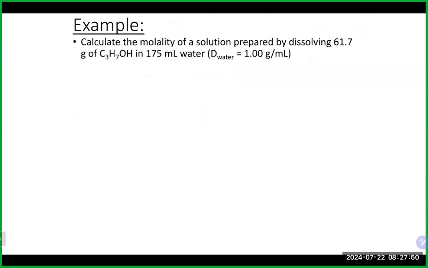So why don't you try one here? Calculate the molality of a solution that's prepared by dissolving 61.7 grams of C3H7OH in 175 milliliters of water. We'll give you some numbers here. Carbon 12.01, hydrogen 1.008, and our good friend oxygen.